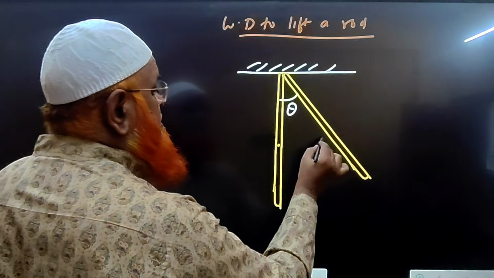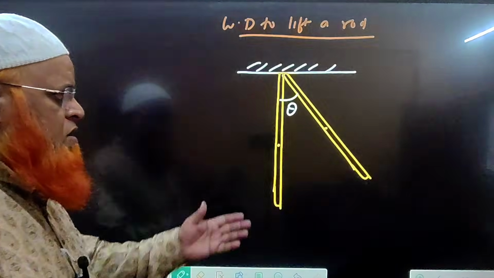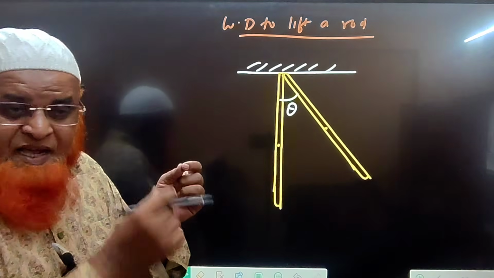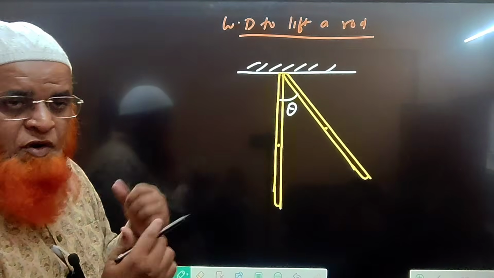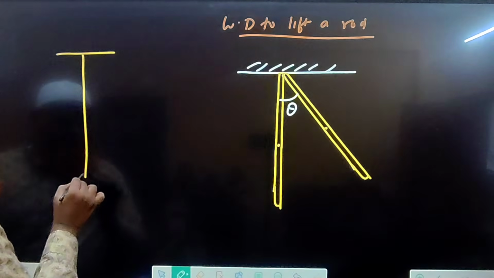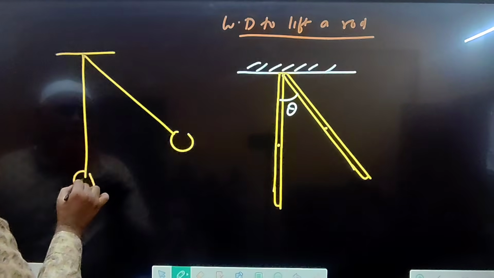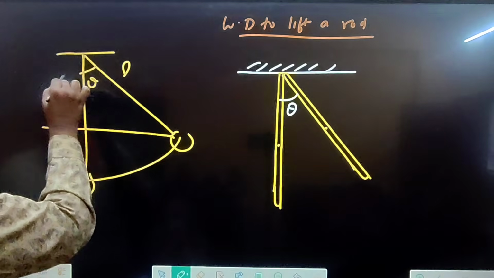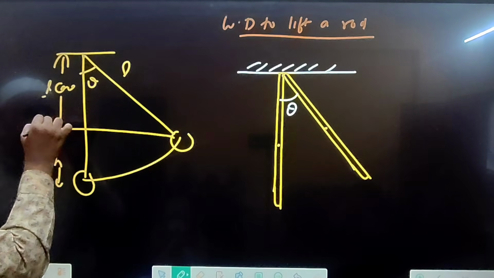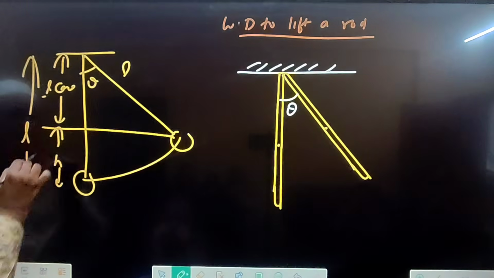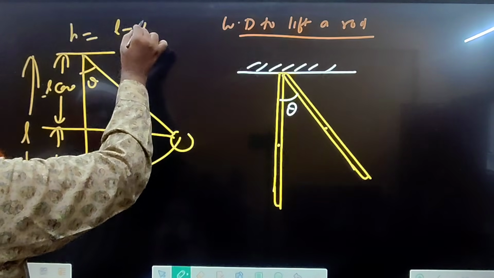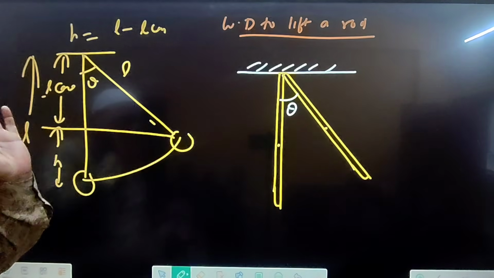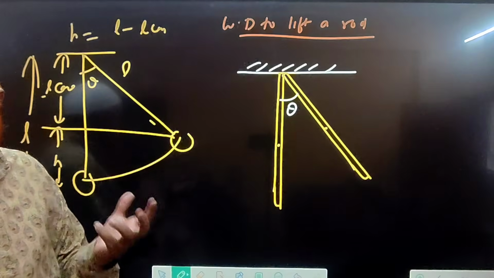So this is the center of curvature of a rod. This is a rod which has been lifted to an angle theta. If it was a rope or a string connected to the pendulum, what did we do? We have taken this height. This is angle theta, L. This is L cos theta we have taken, and the total length is L. We have written H is equal to L minus L cos theta. This is a rope connected to a ball, or a string connected to a bob.